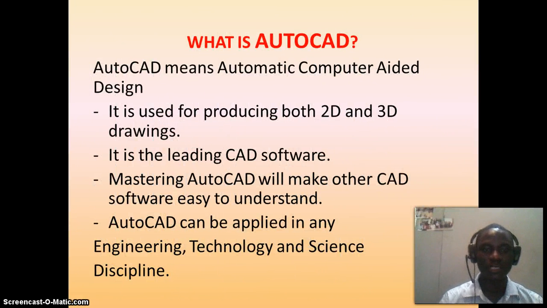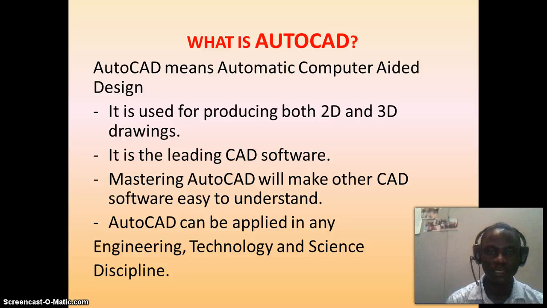Now, what is AutoCAD? AutoCAD means automatic computer aided design. It is automatic because it is done with the use of computer, and actually using CAD enables you to produce a digital prototype of whatever you want to invent or you want to make. Now we use AutoCAD for making 2D and 3D drawings.